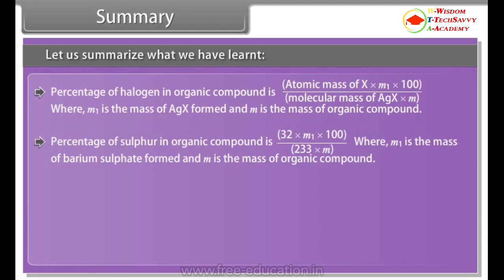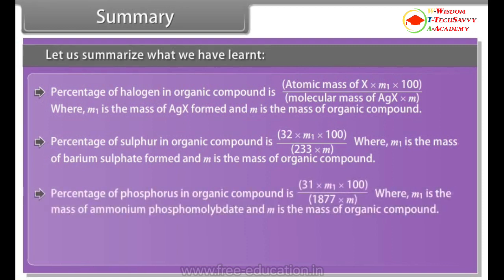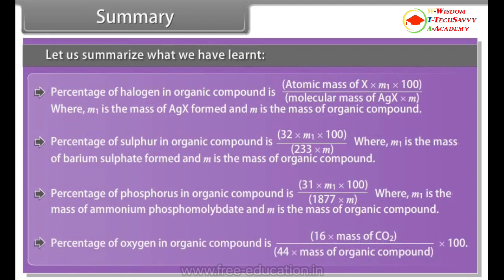Percentage of sulfur in organic compound is 32 into M1 into 100 divided by 233 into M, where M1 is the mass of barium sulfate formed and M is the mass of organic compound. Percentage of phosphorus in organic compound is 31 into M1 into 100 divided by 1877 into M, where M1 is the mass of ammonium phosphomolybdate and M is the mass of organic compound. Percentage of oxygen in organic compound is 16 into mass of carbon dioxide divided by 44 into mass of organic compound into 100.